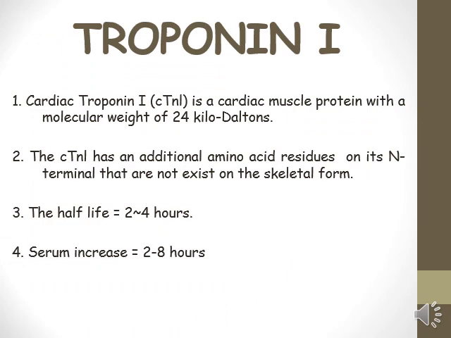Troponin I isoenzyme is a cardiac muscle protein with a molecular weight of 24 kilodalton. It has an additional amino acid residue on the N terminal that does not exist on the skeletal form. The serum level of troponin I starts to rise from 2 to 8 hours.